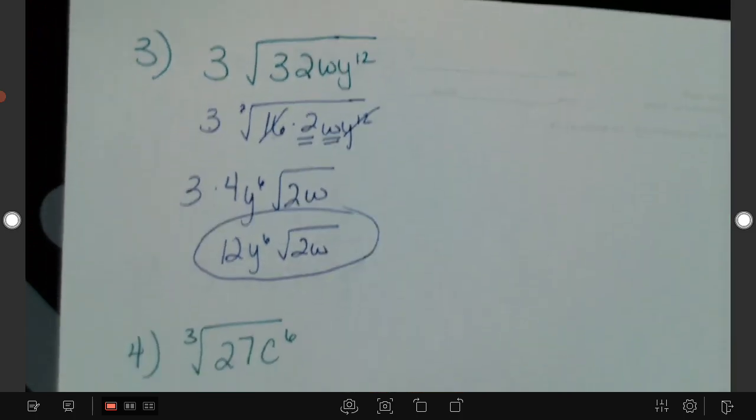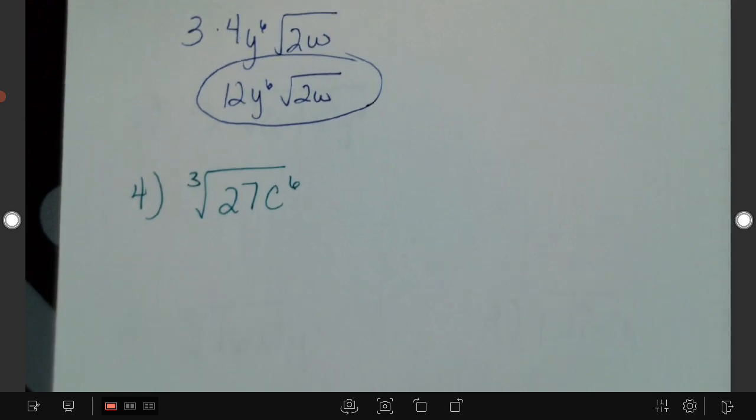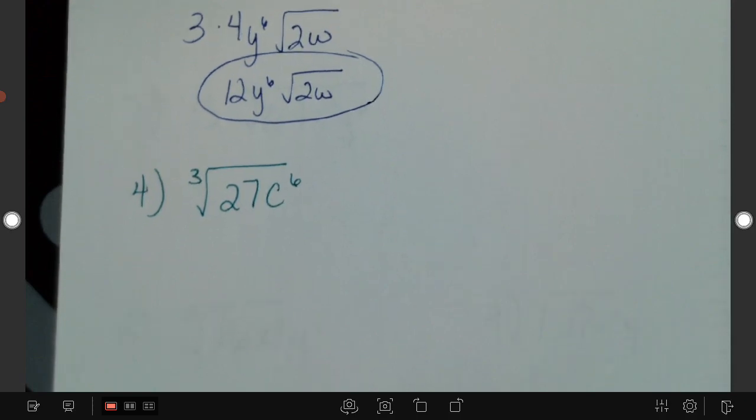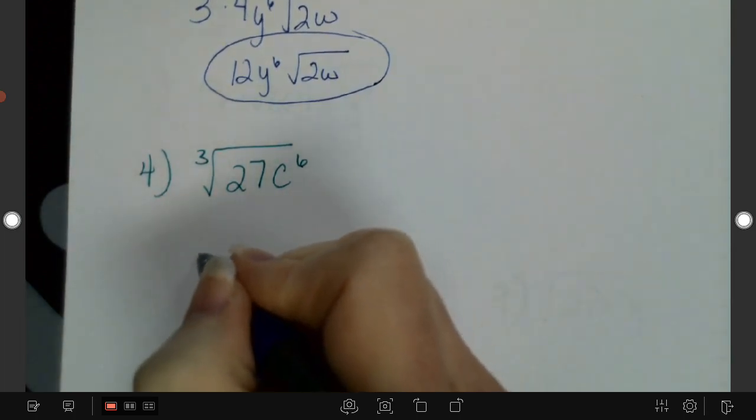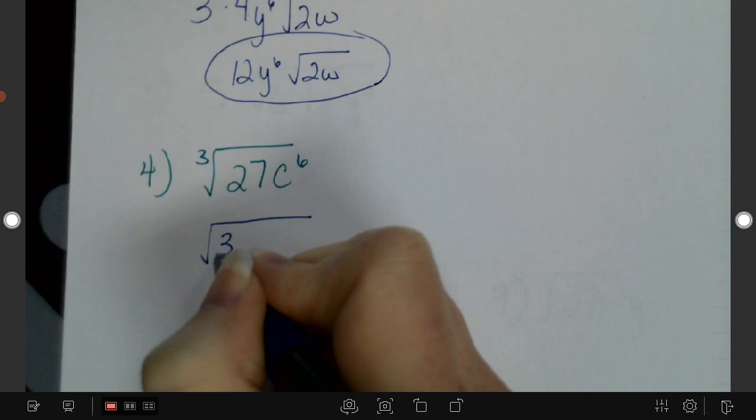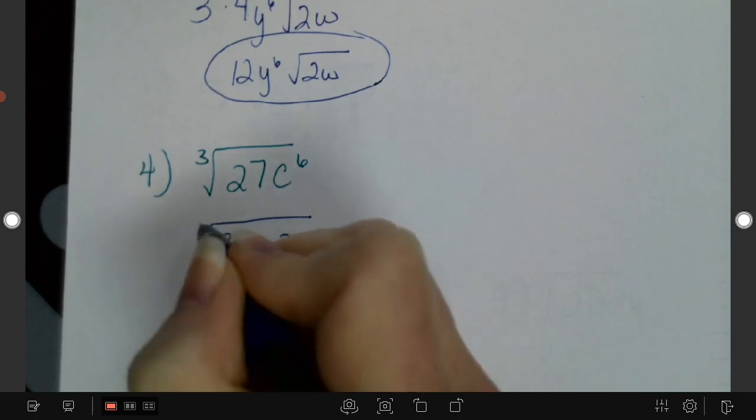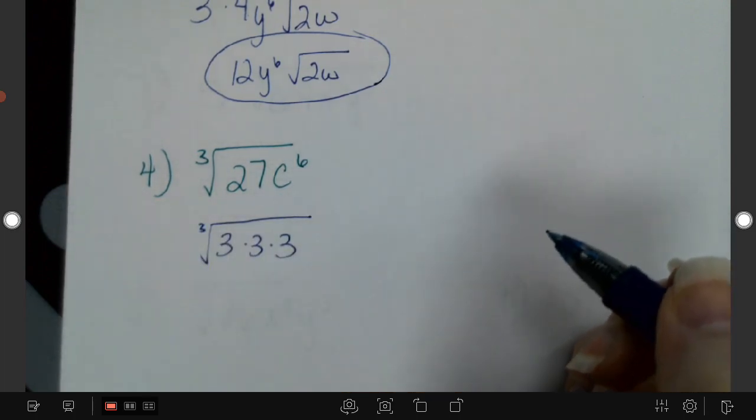Okay, let's talk about some third roots. Third roots. This is different. This means we want to find 3 of something under there. So we want to break this 27 down. 27 is 3 times 3 times 3. It is a perfect cube.